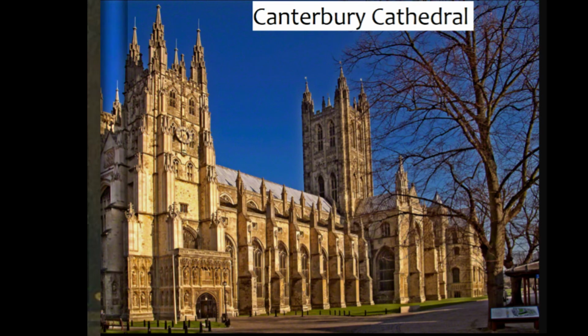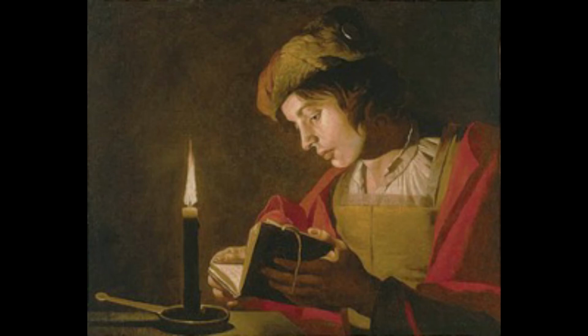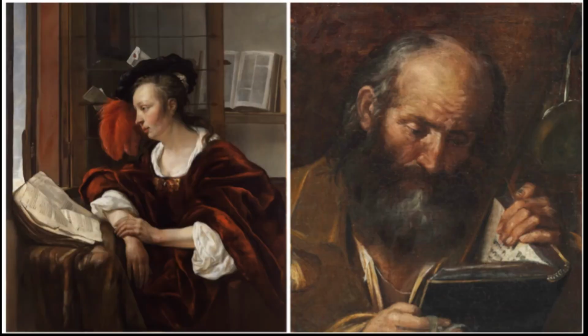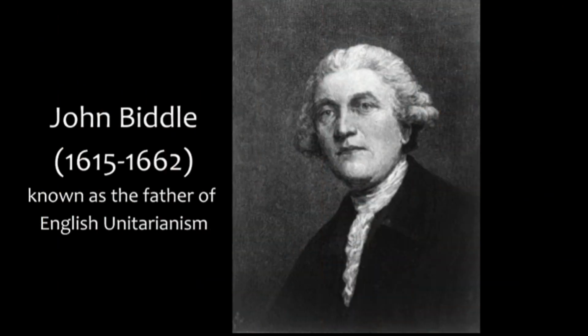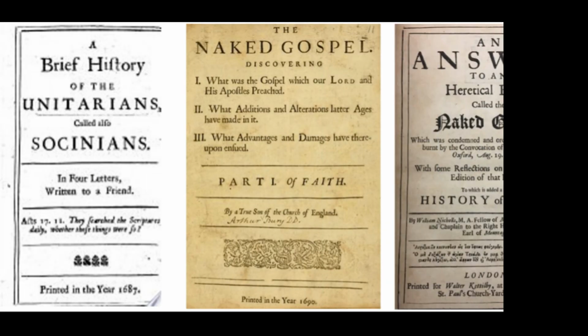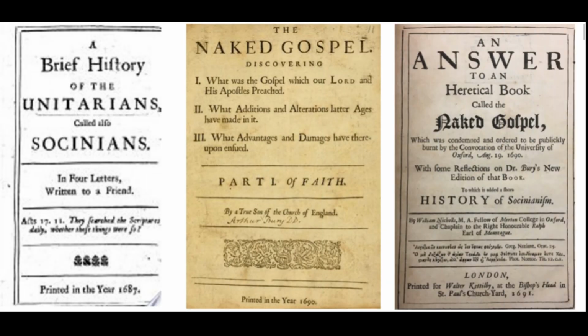Meanwhile, behind the scenes, doctrinal innovations were spreading. People were, more or less in secret, reading and circulating books by Fausto Sozzini and John Biddle. In 1687, 25 years after John Biddle's death, one Stephen Nye published a history of the Unitarians called also Socinians.